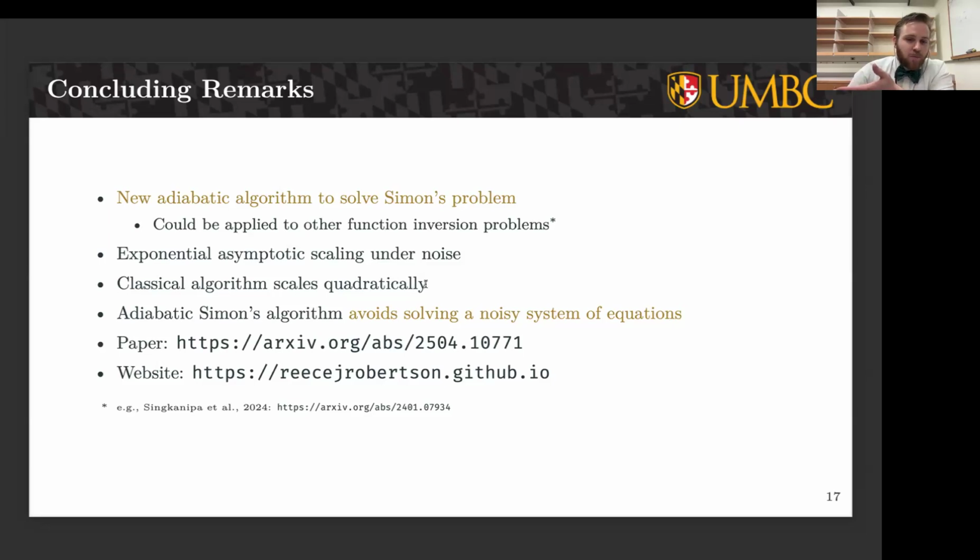So we have exponential asymptotics in our noisy environment. The classical algorithm we looked at scales quadratically, but our adiabatic implementation that solves Simon's problem avoids the problem of solving a noisy system of equations, which is required on the gate-based systems.